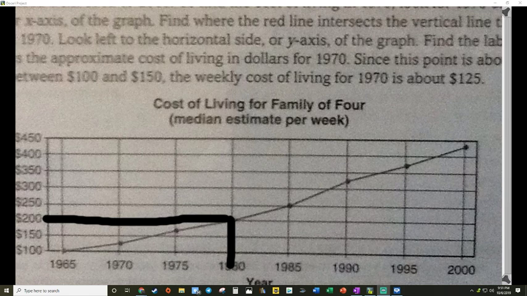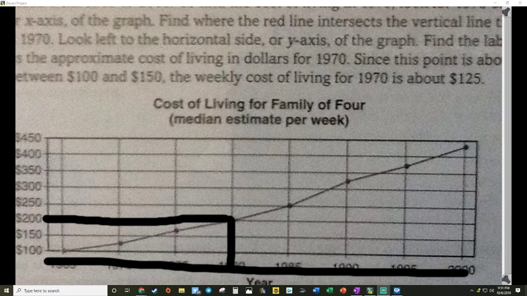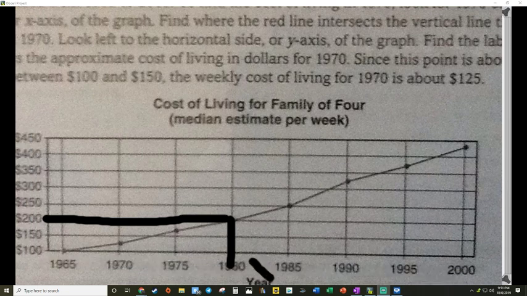This is the x-axis. Anything going left or right is the x-axis. Anything going up or down is the y-axis. So x, y. Most of the time, time will always be down on the x-axis, because time is independent from anything. So what we've done is we looked at 1980 and found it on the x-axis.